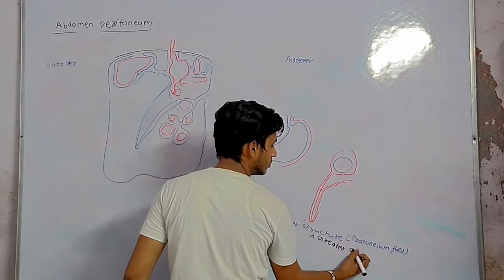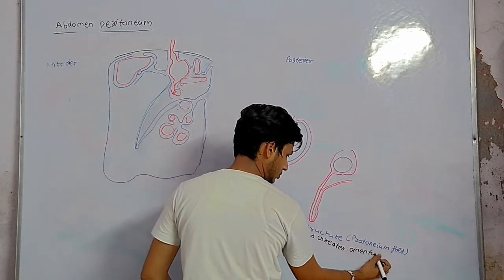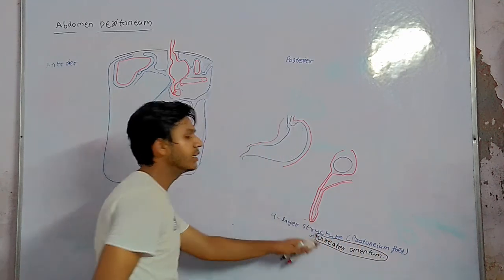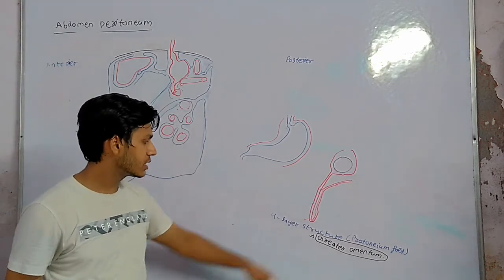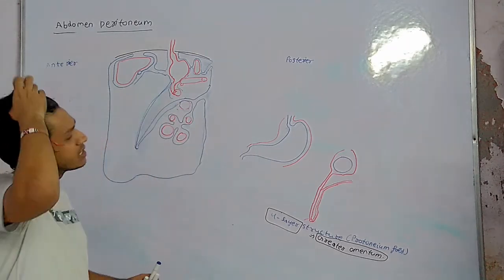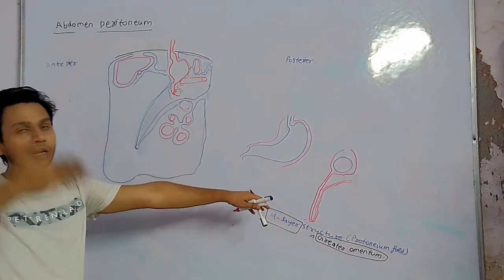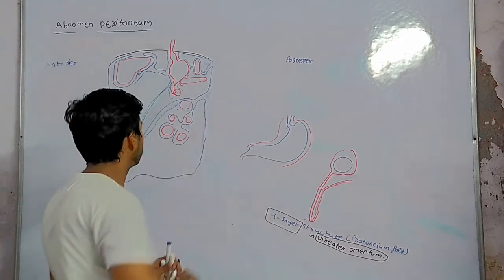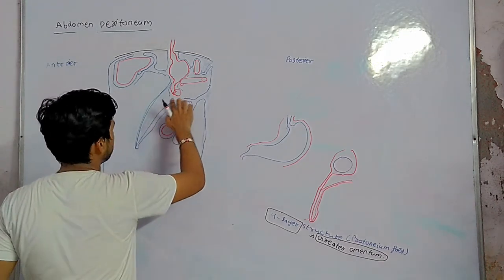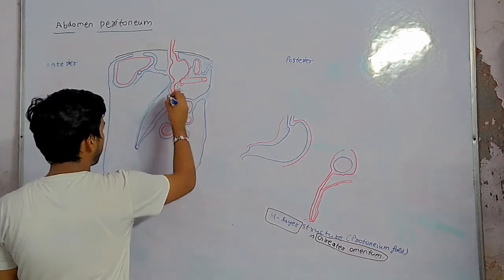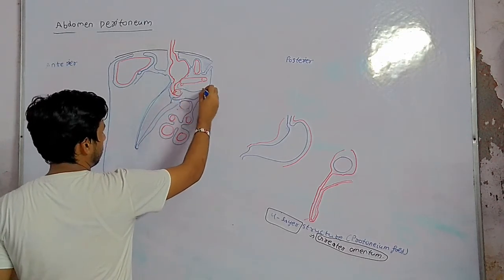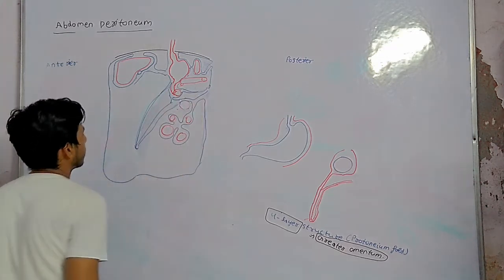Greater omentum. The important thing is that it is 4 layer, while the lesser omentum is 2 layer. That is the difference. It is formed from the greater curvature layer of the stomach anteriorly, then goes upward and touches the duodenum and the transverse colon. Draw this.